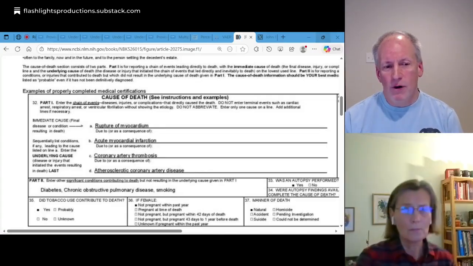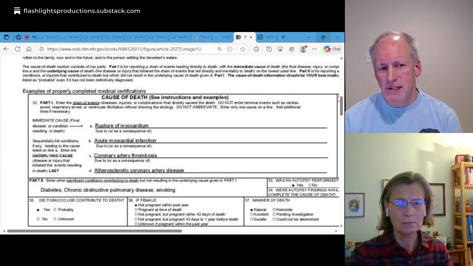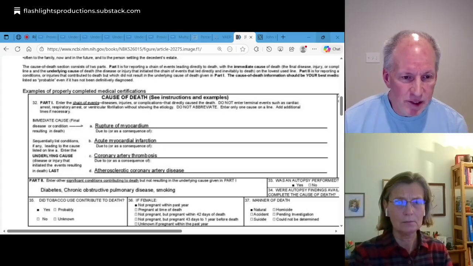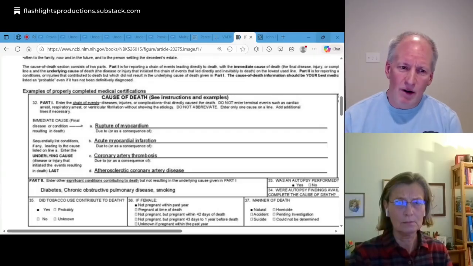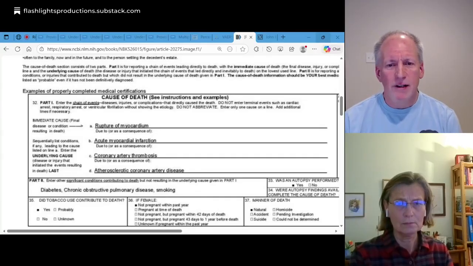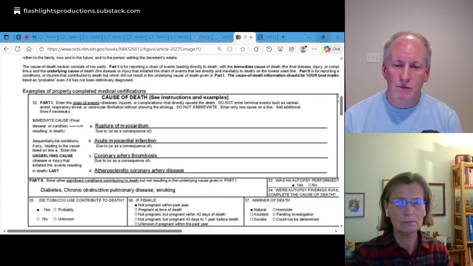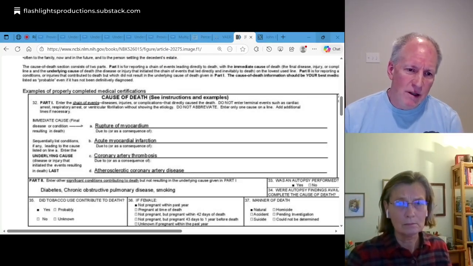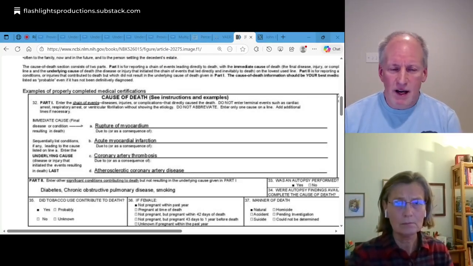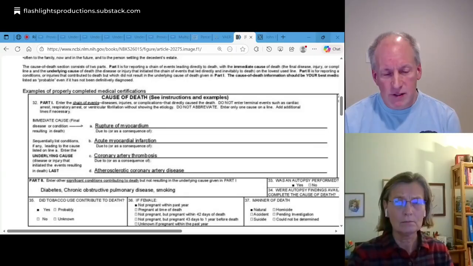In this one, all four are filled out. D, the last one, says atherosclerotic coronary artery disease. That caused C, which is coronary artery thrombosis, so clots in the arteries that feed the heart. B is acute myocardial infarction, that's a sudden heart attack. And the sudden heart attack caused A, which is the ruptured myocardium, the immediate cause of death. So atherosclerosis caused the artery thrombosis, caused the heart attack that caused the rupture. That's how this ideal death certificate reads.